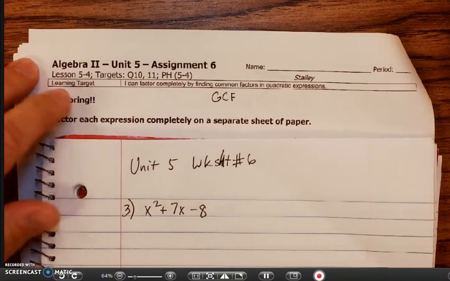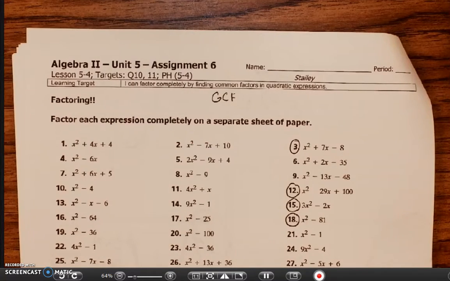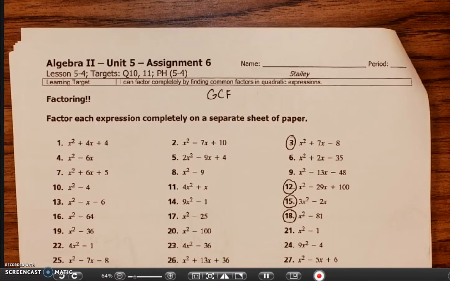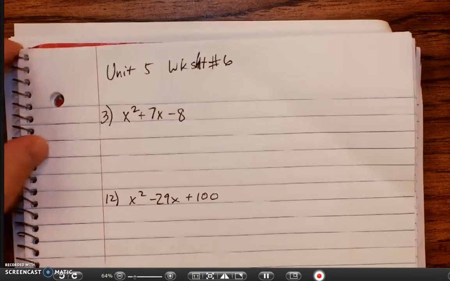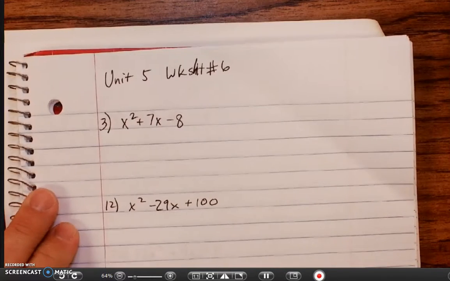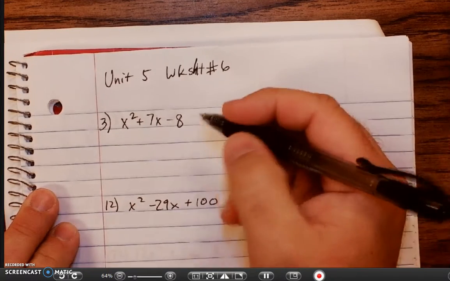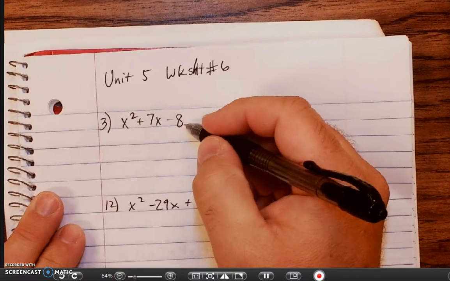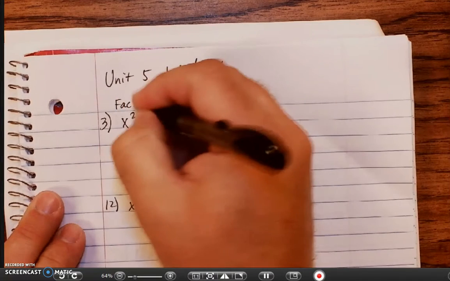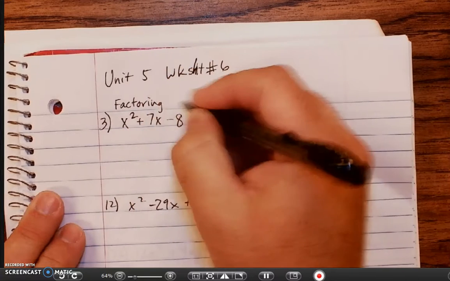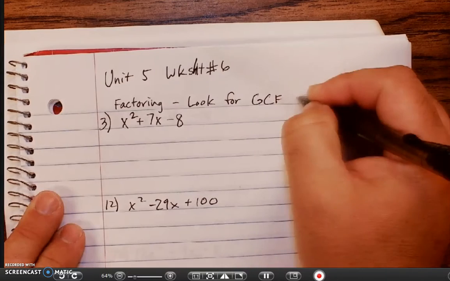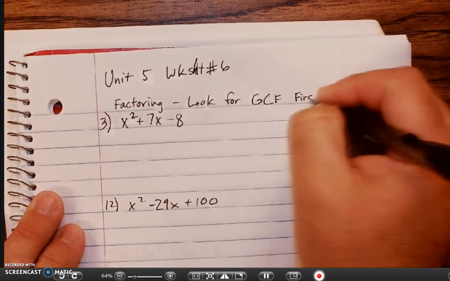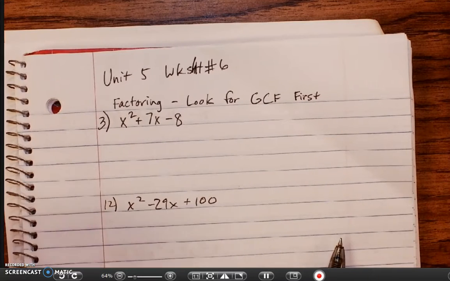So I've circled several questions on the worksheet that I want to do, and I've written them down here. Let's begin with question 3. And I really hope that I copy them down right. When we're factoring, we always look for a GCF first. If you don't find a GCF, then you start the factoring process.